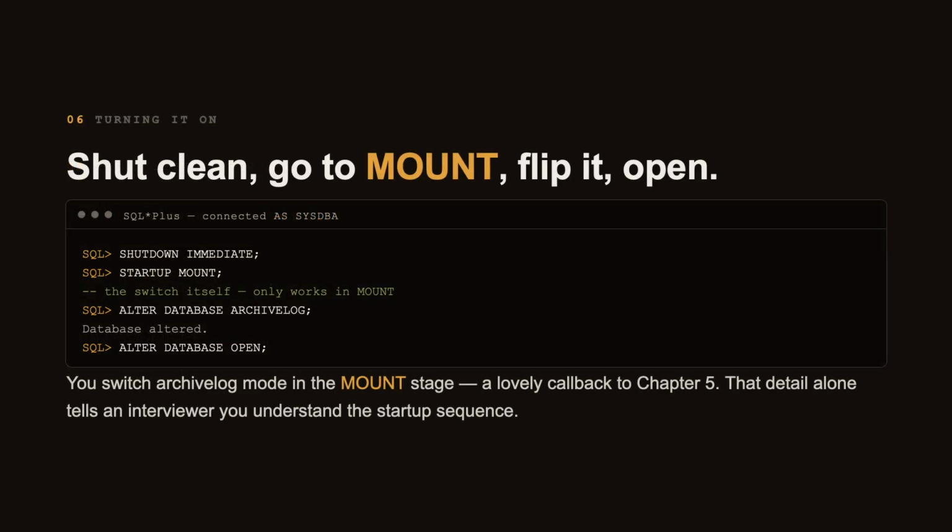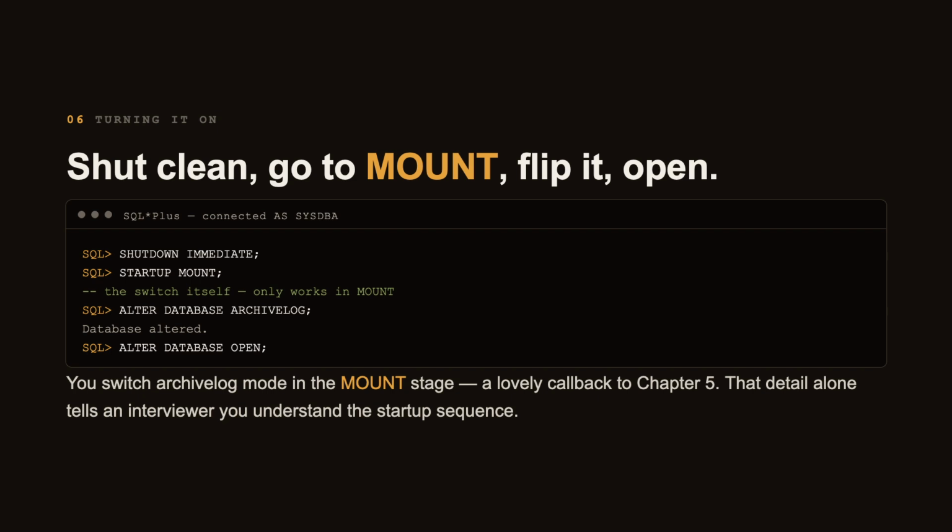So how do you actually turn it on? 4 steps, and one of them is a beautiful callback. You shut the database down cleanly with shutdown immediate. You start it in mount, not fully open, just mount. You run alter database archivelog, and then you open it with alter database open.